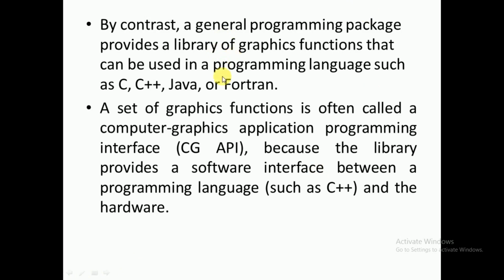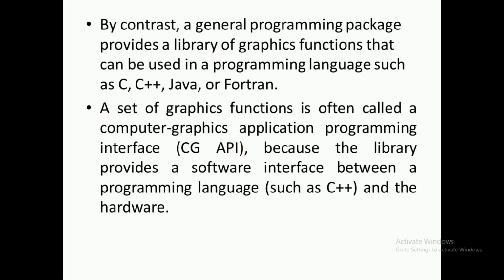Graphics programming. A set of graphics functions is often called a computer graphics application programming interface, CG APIs, because the library provides a software interface between a programming language such as C and the hardware. Right? You require a package. You require graphics functions. Whenever you want to execute any graphics related function, these are not normal APIs. These are exclusively meant for graphics applications. At that time, definitely you must require an interface between your hardware and your program.